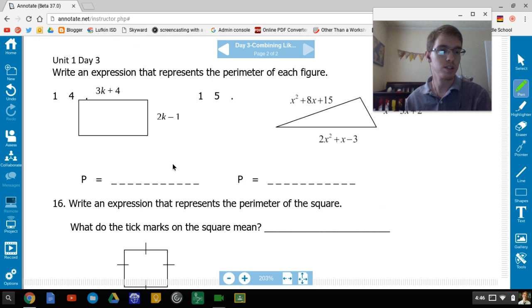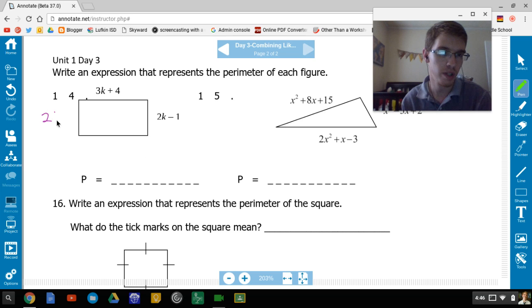Okay, now starting on number 14, we start looking at perimeter. Okay, perimeter, we're really going to have to combine like terms, but to find perimeter, you add up all the sides. Add them all up. So on number 14, we have a rectangle with 3k plus 4 and 2k minus 1 as the sides. So we want to find the perimeter, so I'm going to have to add these up.